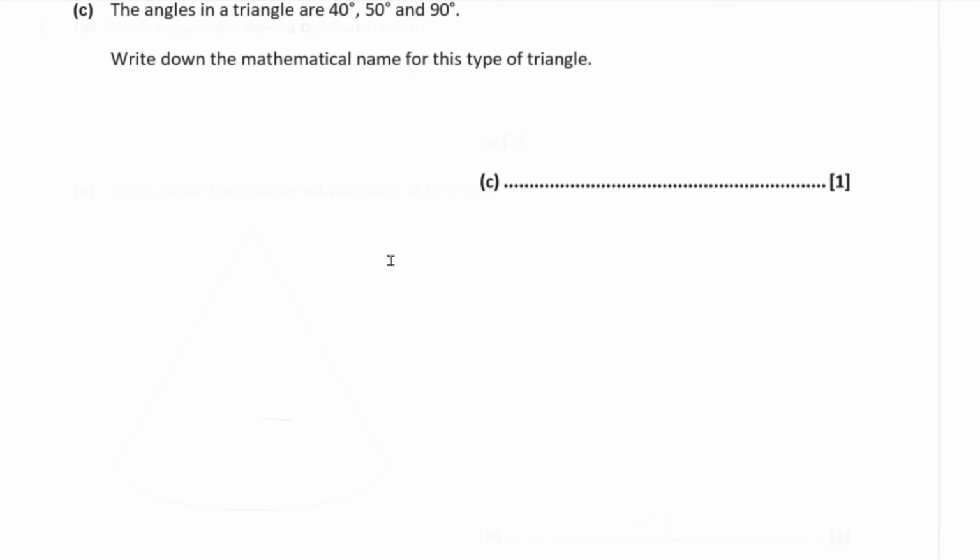Part C says the angles in a triangle are 40, 50 and 90. Write down the mathematical name of this type of triangle. Well, any triangle that has got a right angle in it, like this one does, 40, 50 and 90, we call those right angle triangles, don't we? So that is what it is.